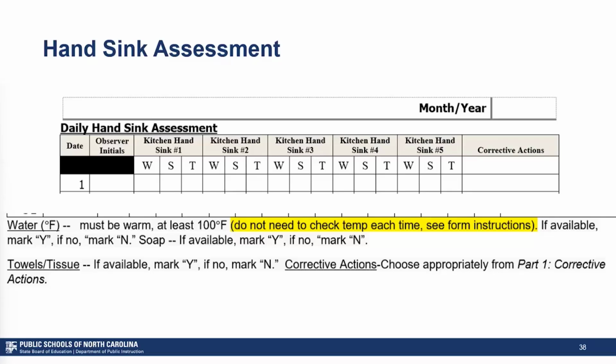I also want to clarify for this log that there's no need to measure the water temperature every day. The instructions state, occasionally use a metallic stem thermometer to measure the temperature of the water so you know what warm water feels like. Afterward, you can simply feel the water to see if it is warm rather than measuring the actual temperature. If warm water is available, mark Y. If no, mark N. For the upcoming school year, we've updated the language in the log to clarify these instructions, and you'll see that highlighted here in yellow.